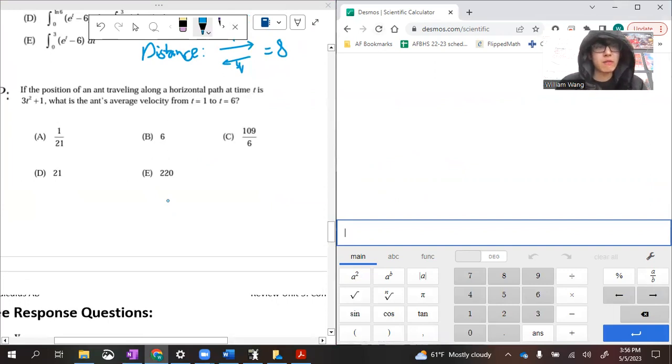Okay, if the position of an ant traveling along a horizontal path at time t is 3t squared, what is the ant's average velocity from t equals 1 to t equals 6? Okay, so average velocity. I'm given position, I want to find the average velocity, which is basically the average rate of change.